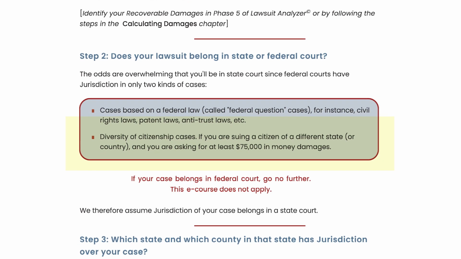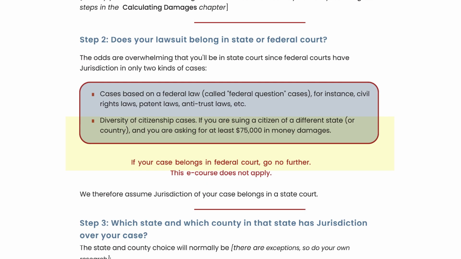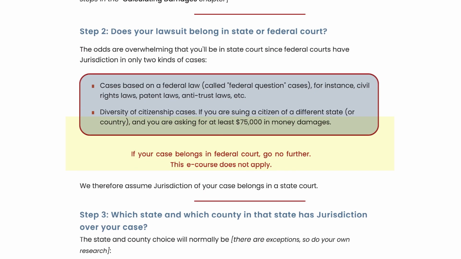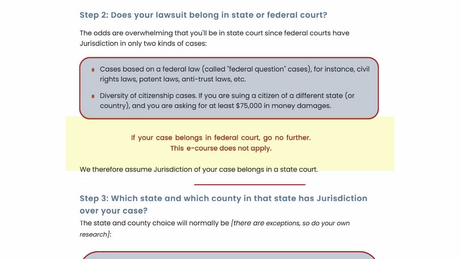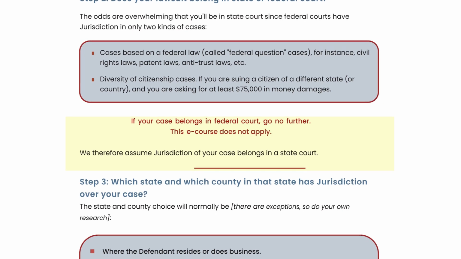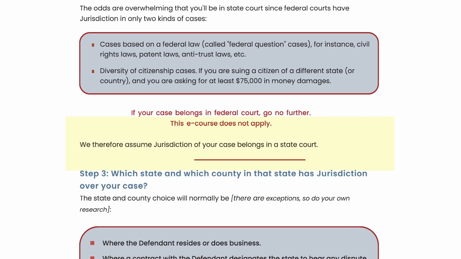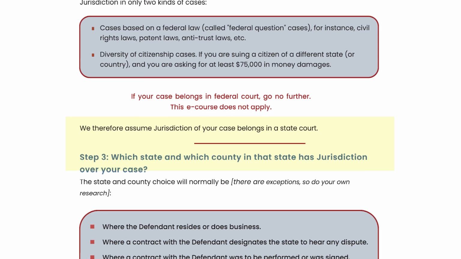Diversity of citizenship cases. If you are suing a citizen of a different state or country, and you are asking for at least $75,000 in money damages. If your case belongs in federal court, go no further. This e-course does not apply. We therefore assume jurisdiction of your case belongs in a state court.